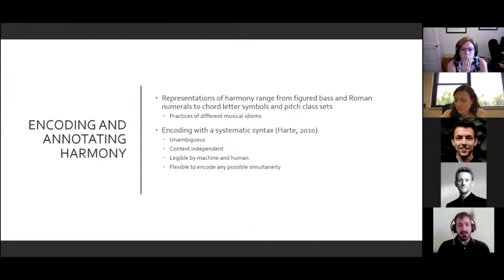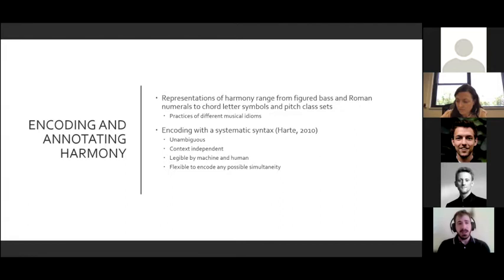Chris Hart tabulates the features of a systematic syntax of a good chord labeling scheme. Its encodings should be unambiguous, independent of context, able to be parsed by machines and legible by humans. And lastly, the system needs to be flexible to encode any possible simultaneity. He proposes his own syntax with all these characteristics. However, the suggested annotations need to be originally assigned by humans, which in turn is responsible for a factor of subjectivity.